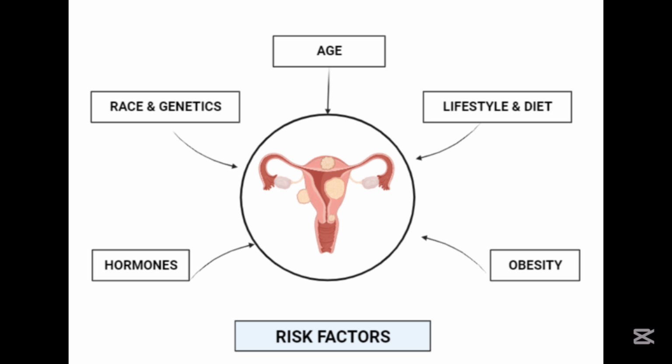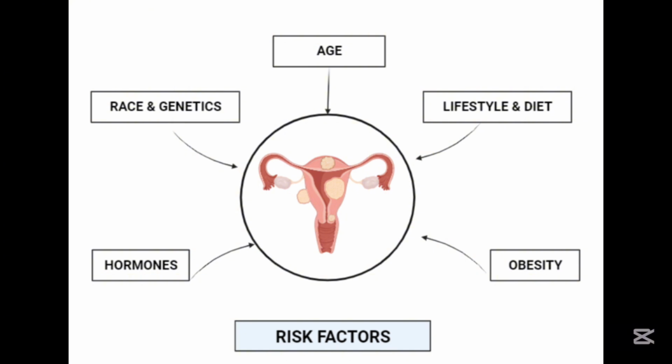Obesity and diet also, because higher body fat can lead to increased estrogen production, and diets that are high in red meat and low in vegetables and fruits can also increase the risk of developing fibroids.